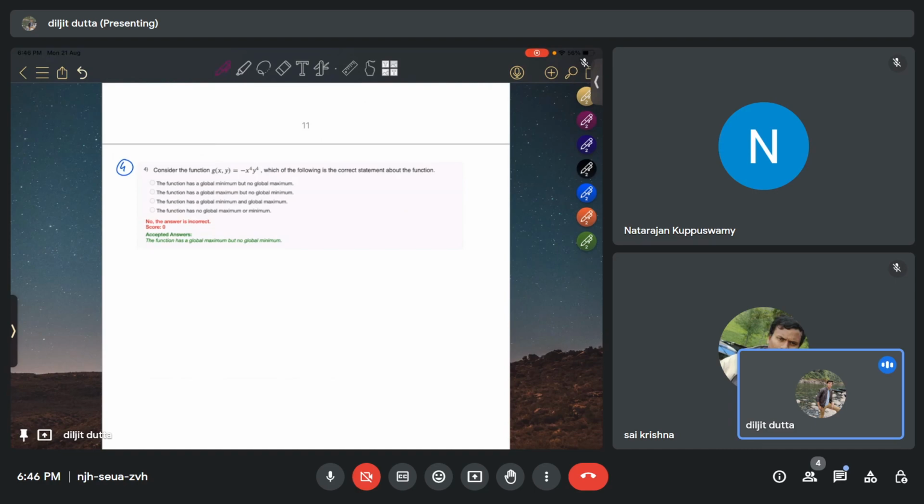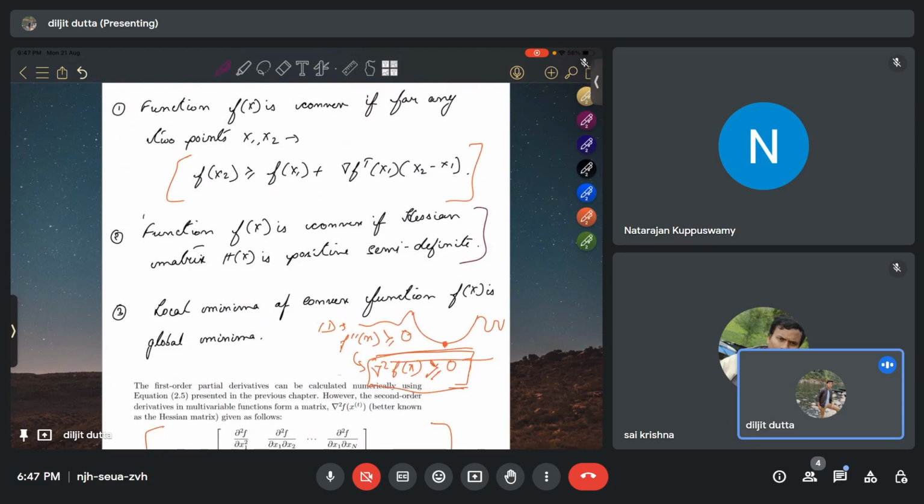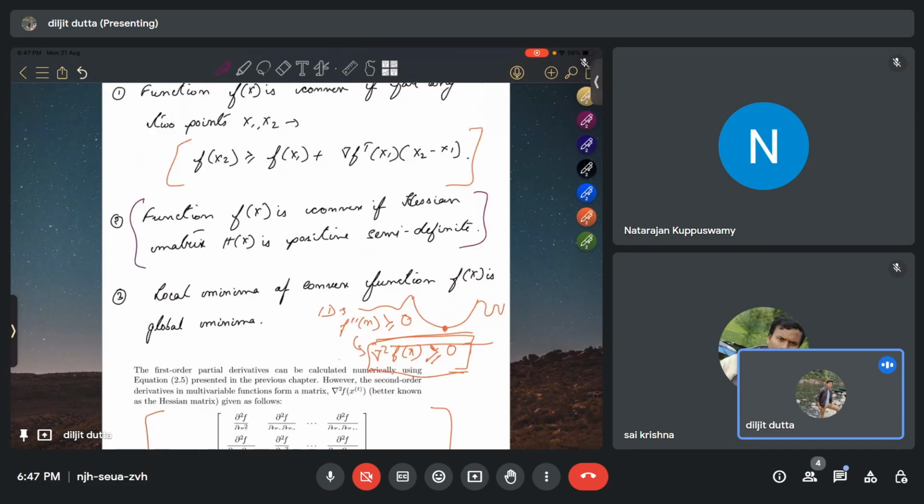Consider a function g of x y equal to minus x to the power 4 y to the power 4. Which of the following is the correct statement about the function? Now the thing is that we have to see if the function has a global minima but not a global maxima. So we have to check if this function is a concave function or a convex function. How do we check that? We'll use this criterion: a function f of x is convex if the Hessian matrix is positive semi-definite. We'll find the Hessian matrix and see if it is positive definite or negative definite.